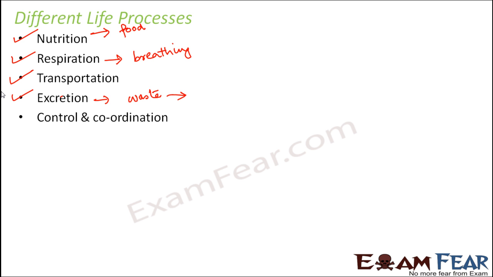Control and coordination. In this, proper synchronization is maintained between different organs of the body. For example, think of human beings. When you touch a hot cup of coffee, as soon as you touch the cup, you immediately take your hand back. Why? Because your mind instructed your hand to come back. There was a coordination between your mind and your hand. All these types of coordinated or synchronized movements of our body fall under control and coordination.